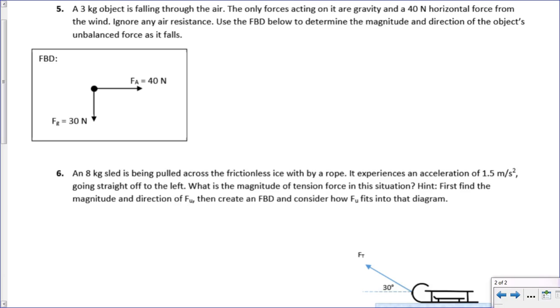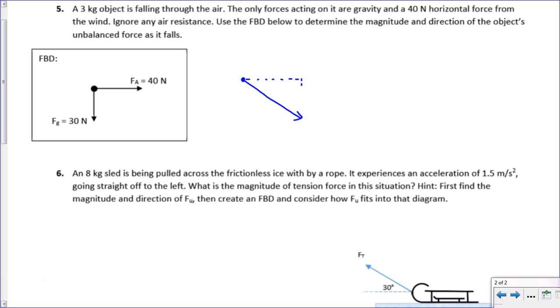So jumping to the back of the sheet, this problem is actually quite a bit easier. I give you the FBD, and it just asks you to calculate the magnitude of the unbalanced force in the direction. Something to think about here. We know that the unbalanced force is going to be going down and to the right. And so I'm going to break it up this way.